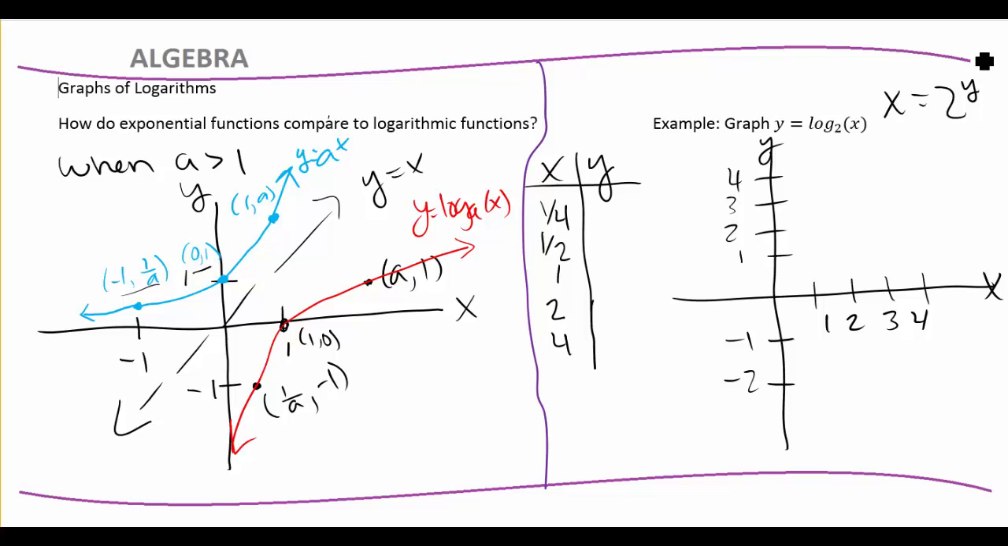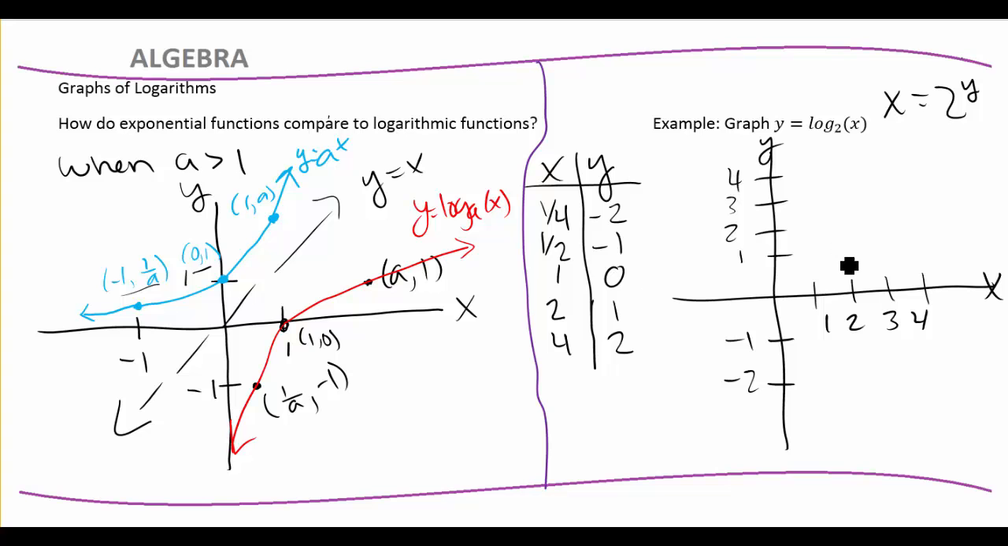So we plug in 1/4 and we get log base 2 of 1/4 is negative 2. Log base 2 of 1/2 is negative 1. Log base 2 of 1 is 0. Log base 2 of 2 is 1, and log base 2 of 4 is 2.